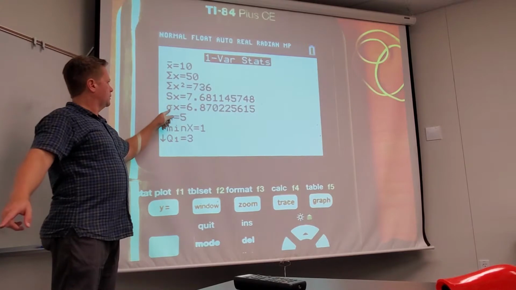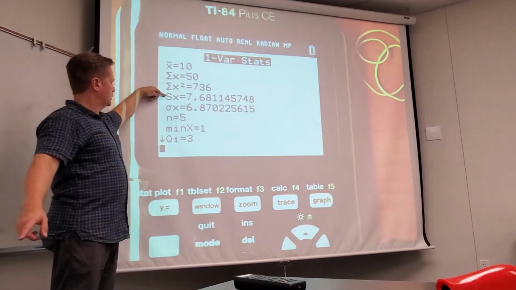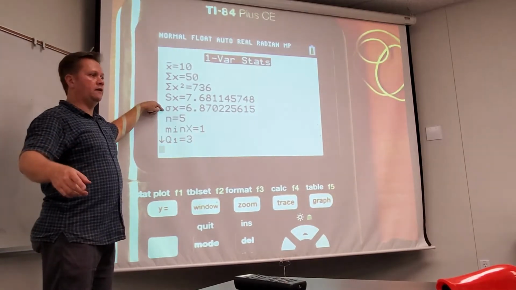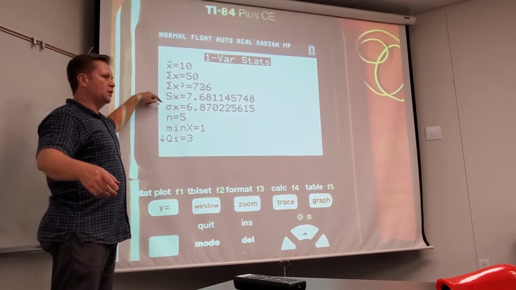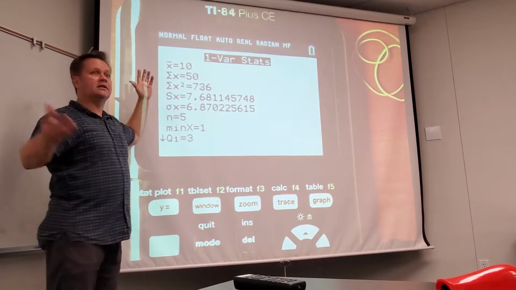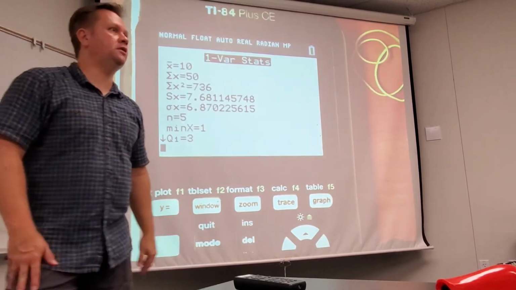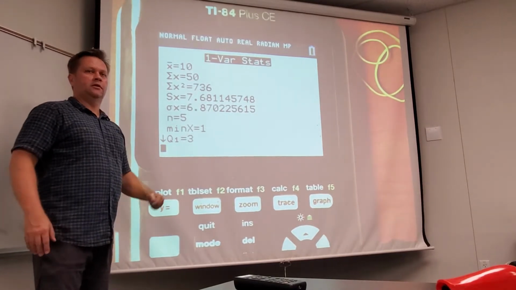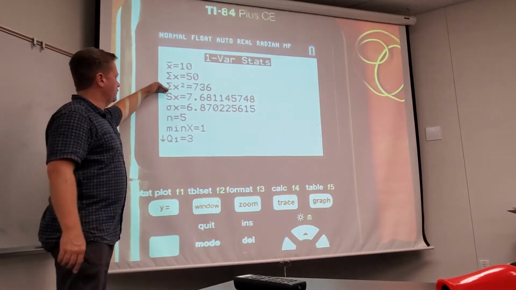Why does it give me both of these? What's this one? Sample standard deviation. Population standard deviation. Why does it give me both? It doesn't know exactly. It's just a stupid calculator. It's not smart. So it gives me both, and we're the humans. We have to pick the right one.